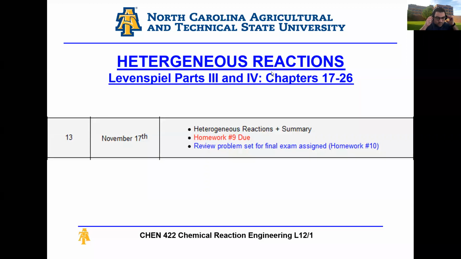Okay, hello everyone. This is KEN 422 Chemical Reaction Engineering, week 13, and today we'll be talking about heterogeneous reactions, and this is the last two sections from the Levenspiel book, chapters 17 to 26. It's a very extensive topic with a lot of details.